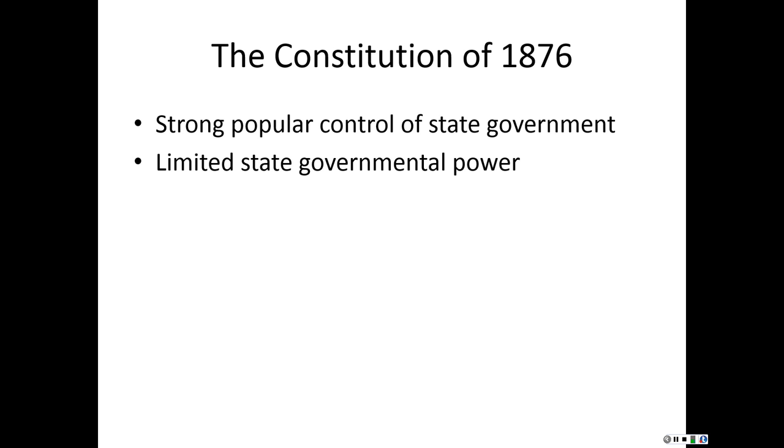Executive powers, so the governor's powers, would be diffused among several executive office holders. He had to now share his power with other members of the executive branch. The legislature would only be part-time and would meet biannually. So they meet every other year. Legislators' salaries were lowered. The judicial branch would be elected rather than appointed. And finally, government actions were limited by the Constitution.